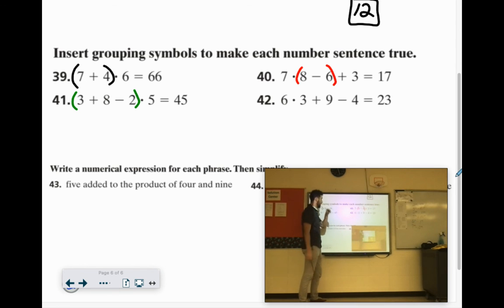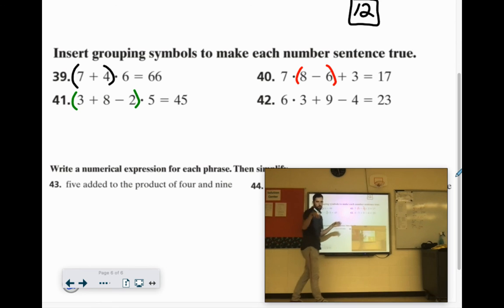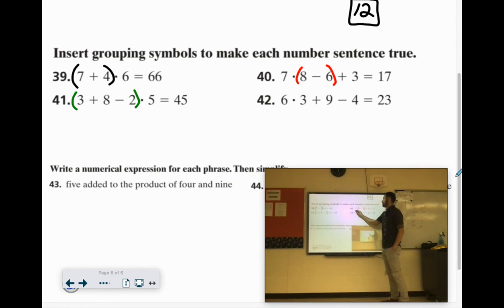All right, last one here. 6 times 3 is 18, plus 9 is 27, minus 4 is 23. Sounds good. 6 times 3 is 18, 27. We don't need it. We're good. Or if they're going to force us to, we can just put it there.